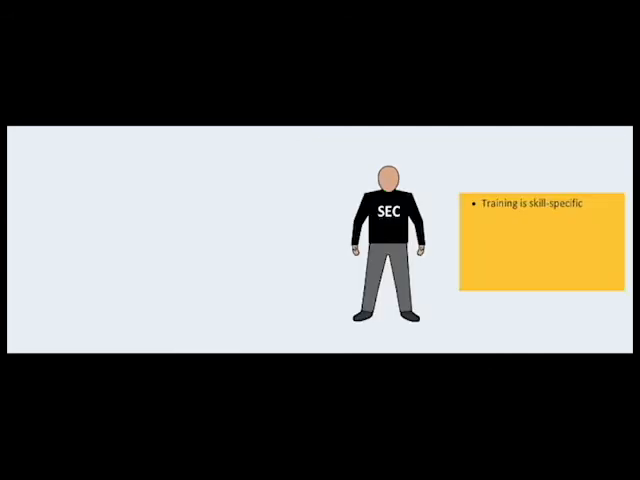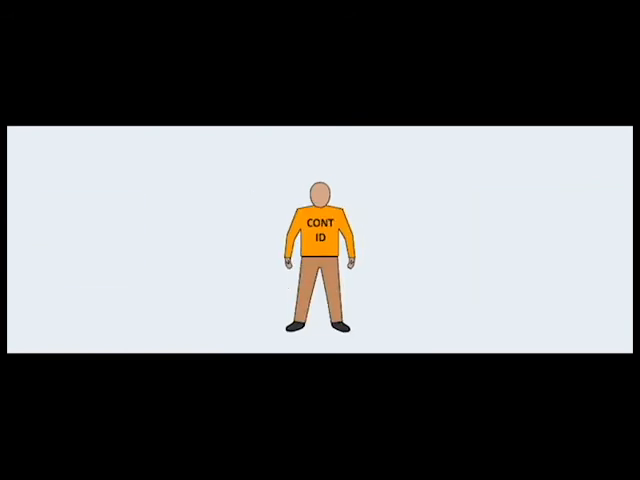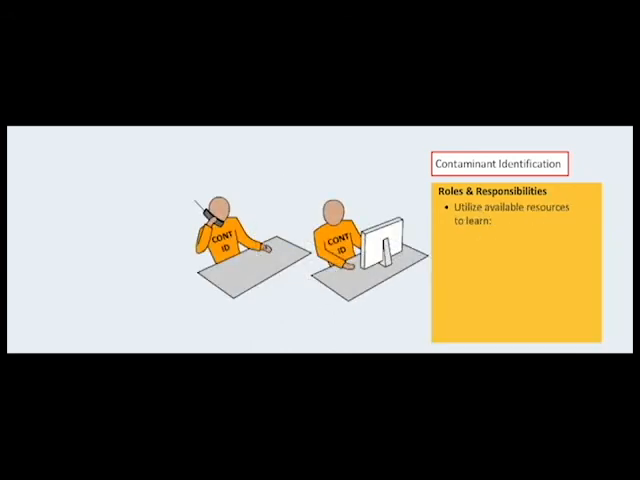Training is skill-specific and should include familiarity with the incident command model as well as with the various facets of the emergency decontamination operation. The contaminant identification position is responsible for evaluating available information to make determinations on the level of PPE and decontamination required. They should also utilize resources such as the Poison Control Center or WISER to learn about potential signs and symptoms of acute exposure, Decon area cleanup needs, and proper waste disposal requirements.